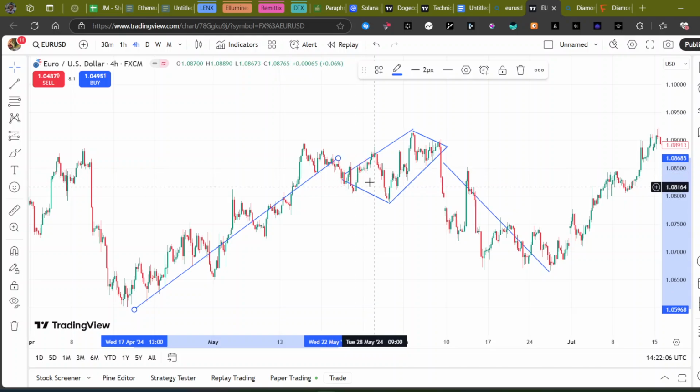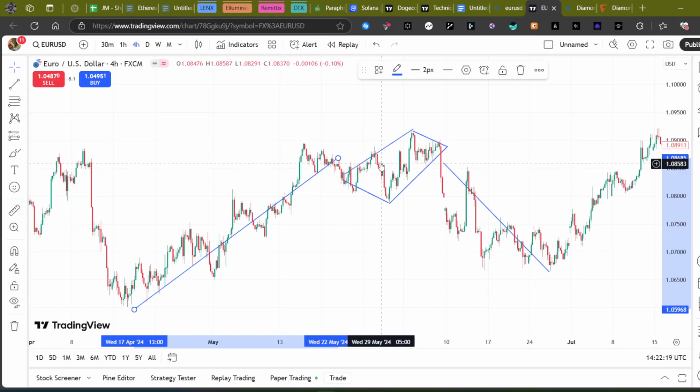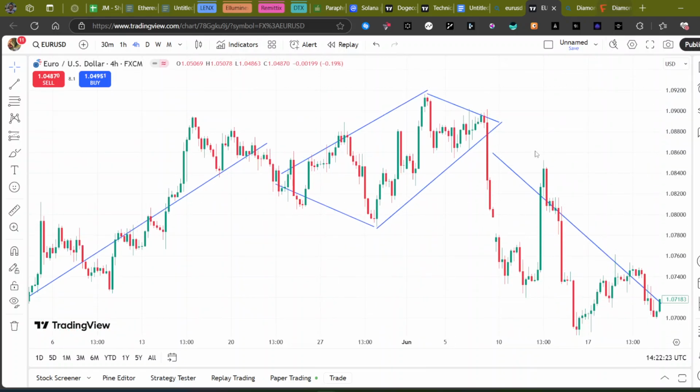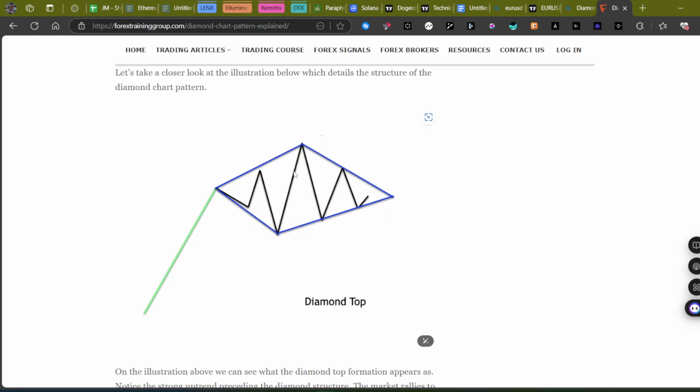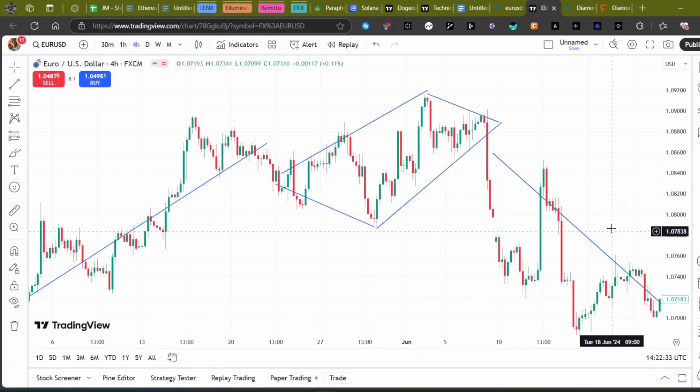The pattern should start with an expansion, followed by a contraction. You can see an example here. You can see it starts with an expansion followed by a contraction. This is a live example that we just had here. It doesn't mean that you must always find a perfect shape like this. In some cases you might see different shapes of a diamond, but it's going to resemble a diamond. The main thing to point out is that it starts with an expansion. It starts with higher highs and lower lows, and then suddenly you start having lower highs and higher lows.